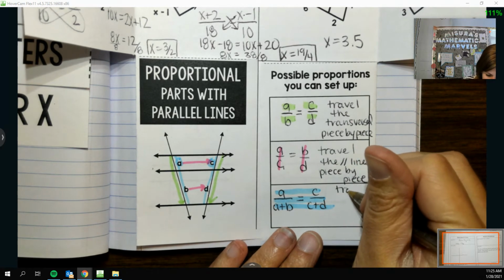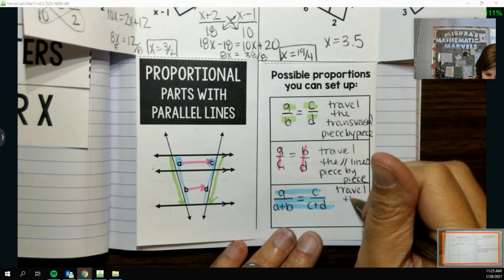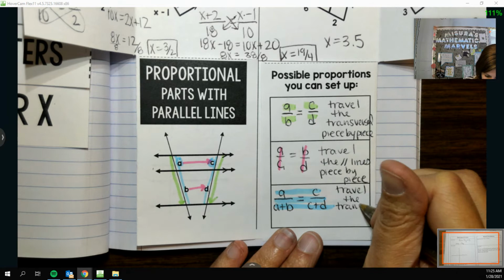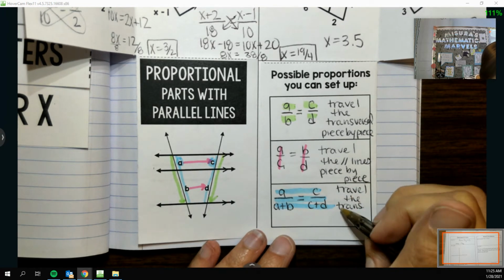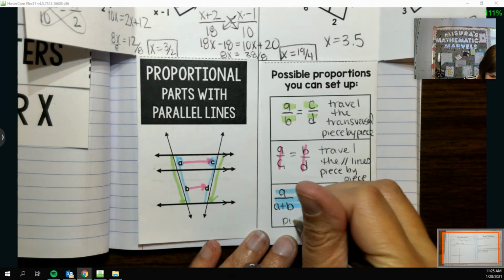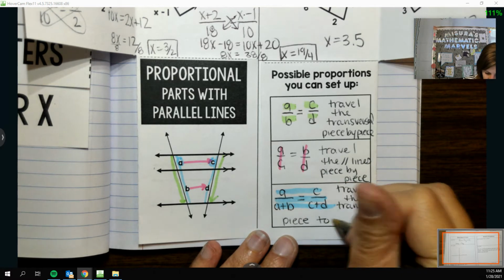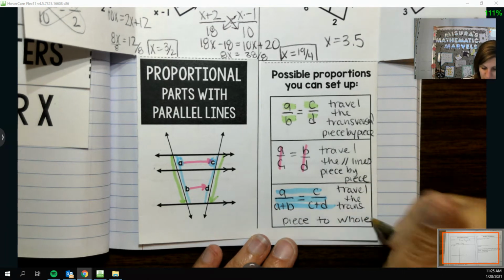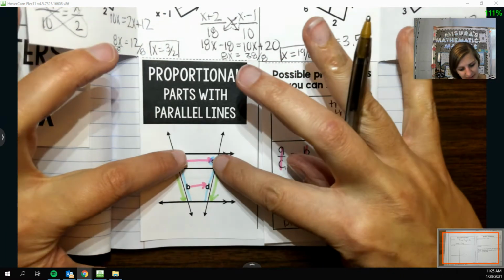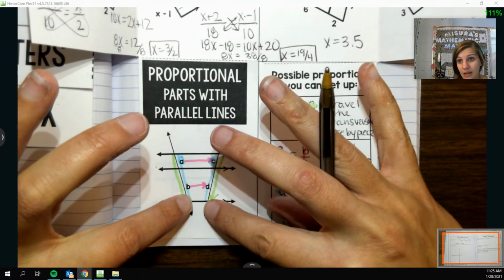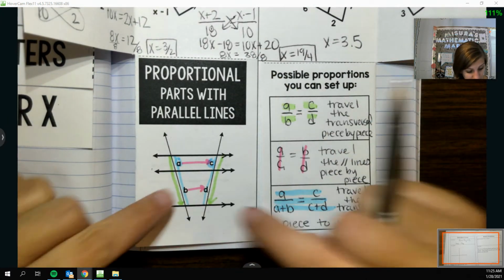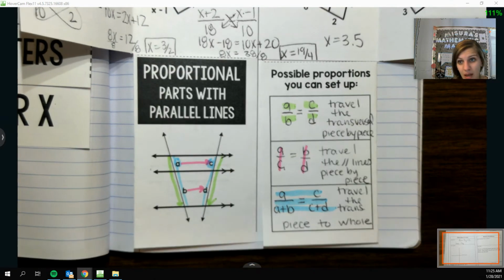So when I travel the transversal, you can do piece to whole. Again, what I mean by that is a piece of the line to the whole line, where I have to add up, or I could have done a piece of the line to the whole thing.